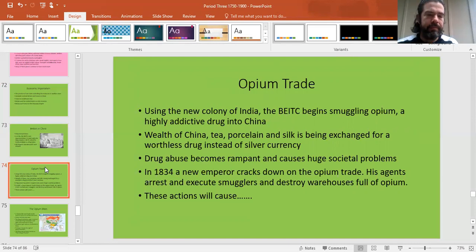Number two, traditionally, when China sold their luxury goods, silk, porcelain, tea, what were they getting in return? They were getting things like Spanish silver or Indian cotton textiles or Roman gold. Now, in exchange for their precious luxury goods, they're getting a drug. The wealth of China is literally going up in smoke.